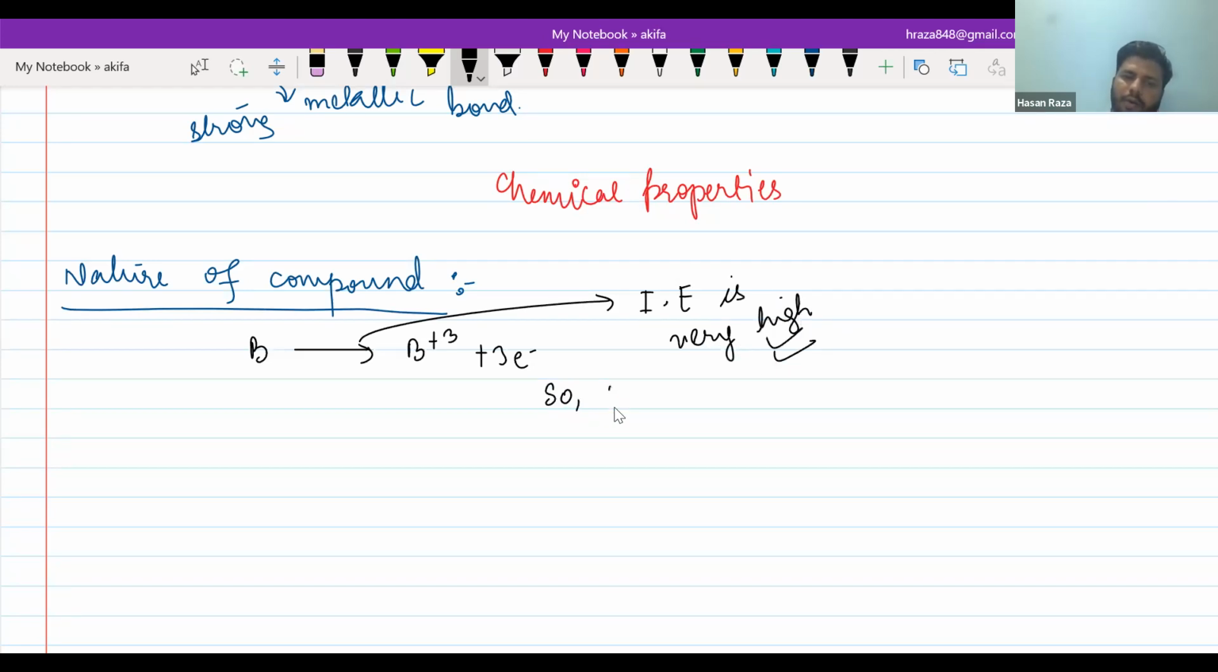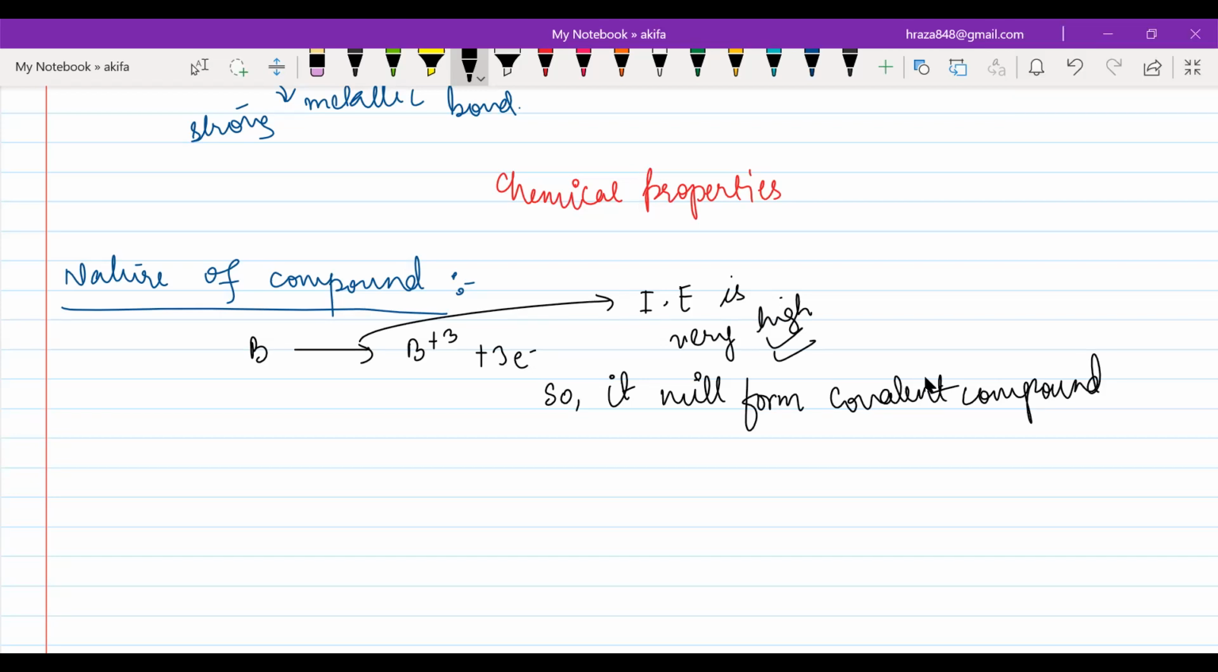So it will form a covalent compound. Covalent compound. Okay, just write it.